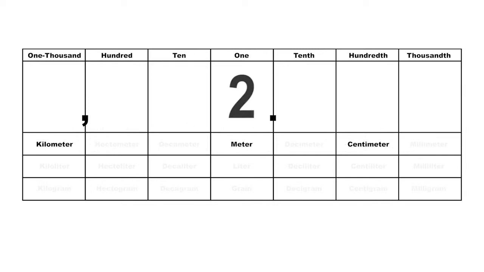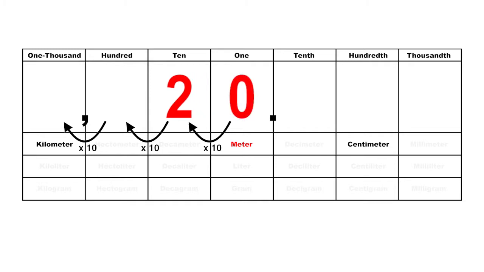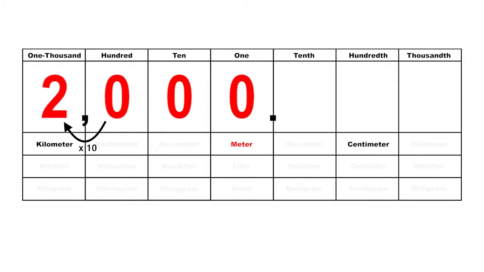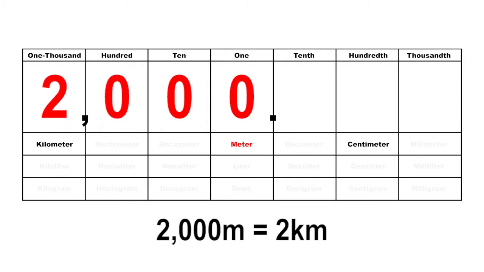Let's write the number 2 in the place value chart in the meter or the ones place. How many meters are represented? 2. By multiplying each place by 10 from the ones place or the meter, we can show how each place value grows 10 times. Now we have 20 meters, 200 meters, 2,000 meters. 2,000 meters is the same as 2 kilometers.